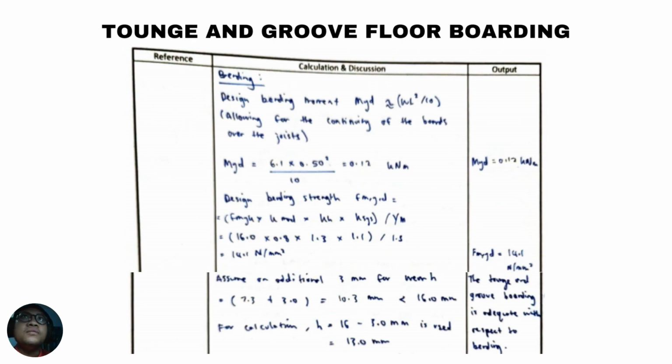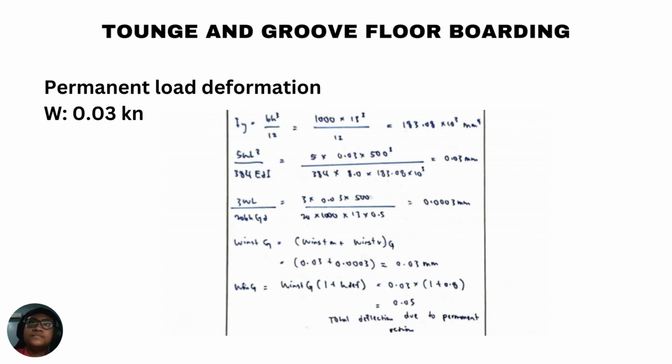Next, we go to the bending. For the bending is 0.12 kN per meter, and for the design bending strength is 14.1 Newton per millimeter square. So the tongue and groove boarding is adequate with respect to bending. So the h that I use is 13.0 millimeter.